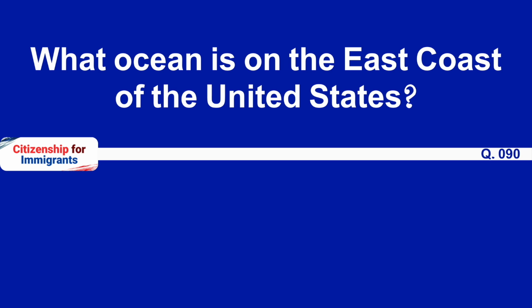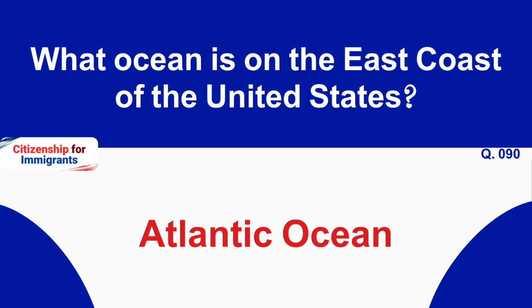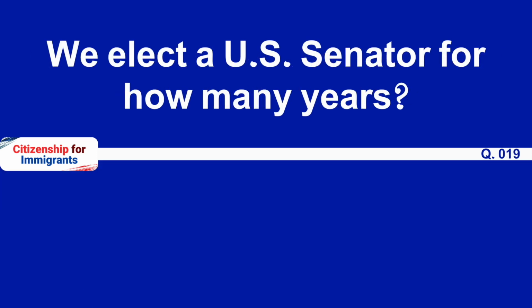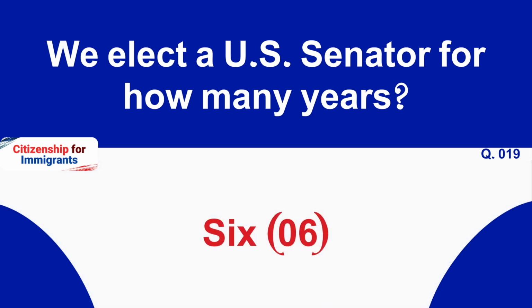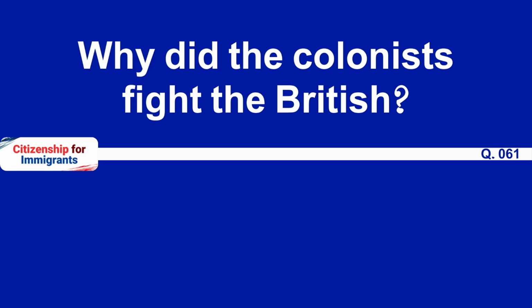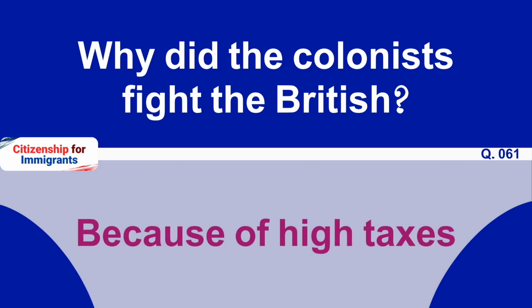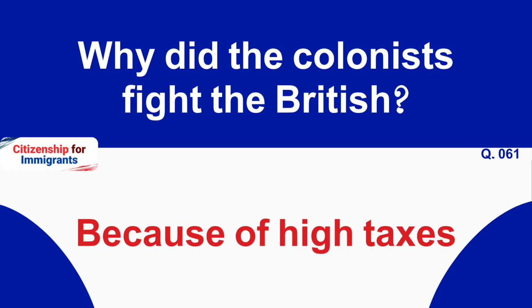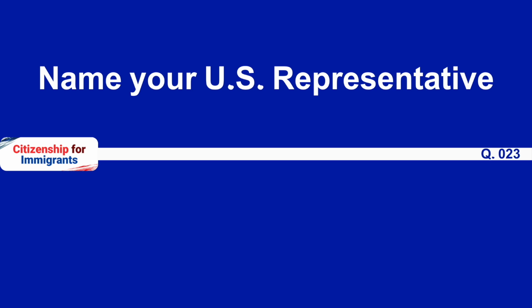What ocean is on the east coast of the United States? Atlantic Ocean. We elect a U.S. Senator for how many years? Six. Why did the colonists fight the British? Because of high taxes. Name your U.S. representative.